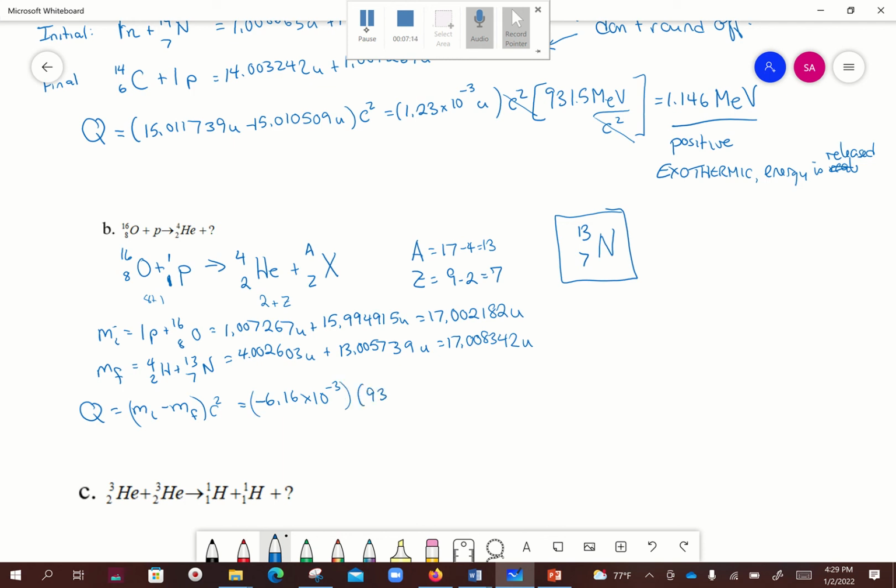So I times 931.5, and I get minus 5.738 mega electron volts. So this is endothermic, and so energy is absorbed. If you want this reaction to occur, you're going to have to supply some energy. And usually the way that's done is by making the proton, the thing that hits that oxygen nucleus, have a very high kinetic energy so that its kinetic energy is bigger than what you need for the reaction, and then the reaction will occur.